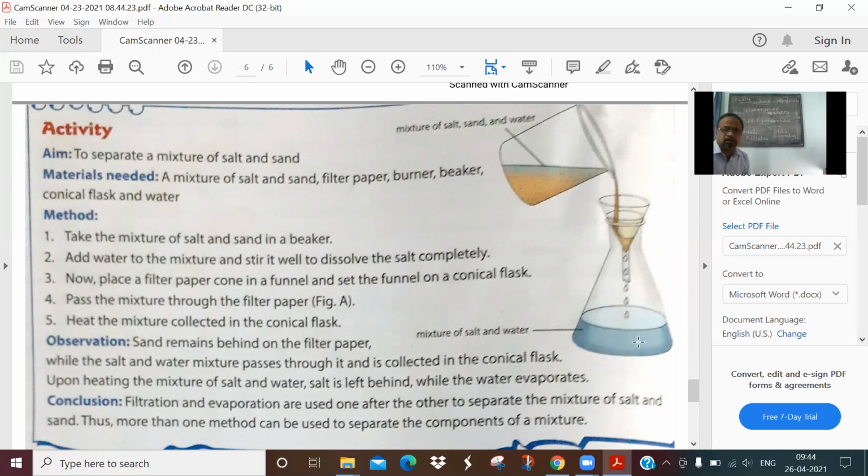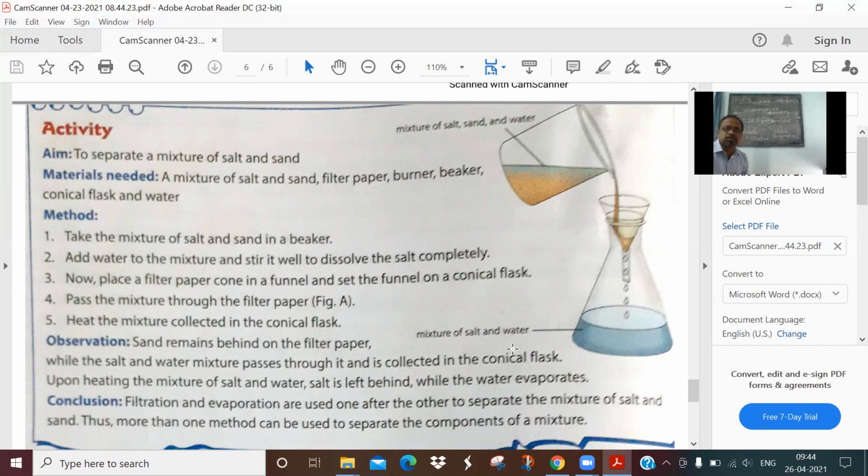Now next collect this blue water, then evaporate it. So we used filtration and evaporation. Evaporate this mixture. We observe that the water evaporates and salt remains. Now we separated sand and salt from the sand, salt and water mixture.